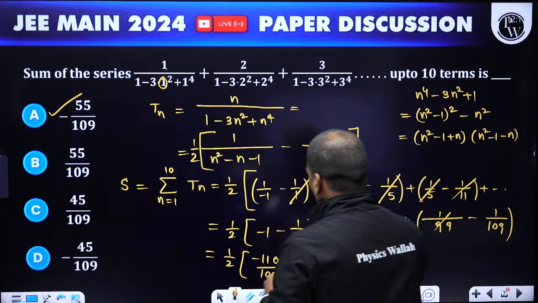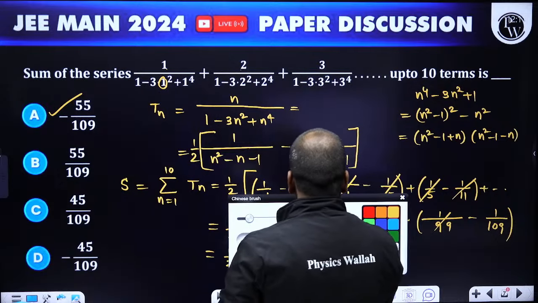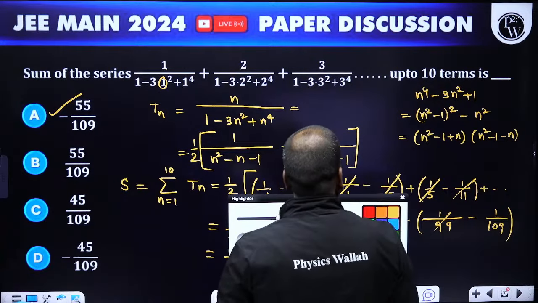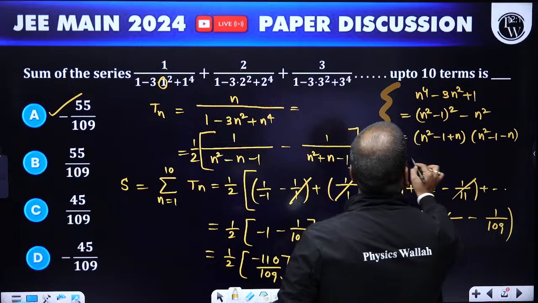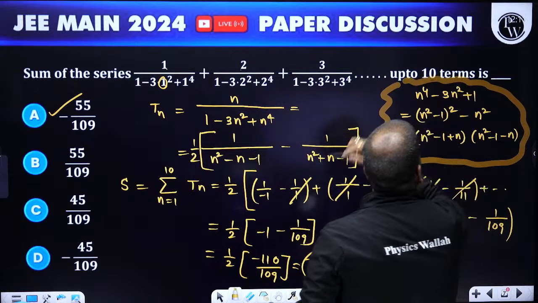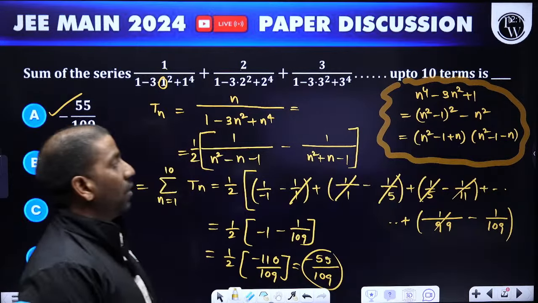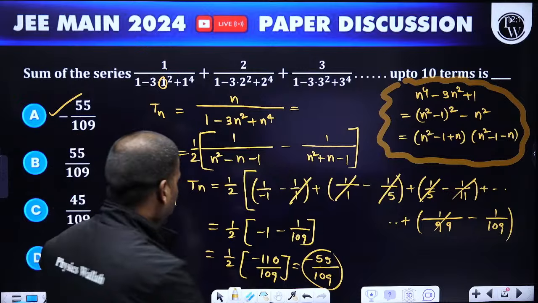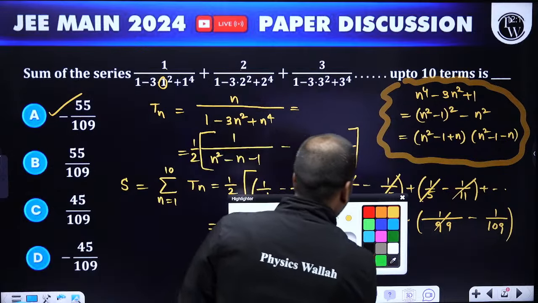But the most important point here is expressing it as a difference of the two terms.